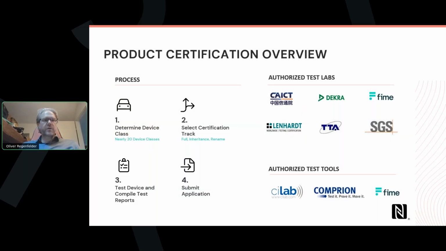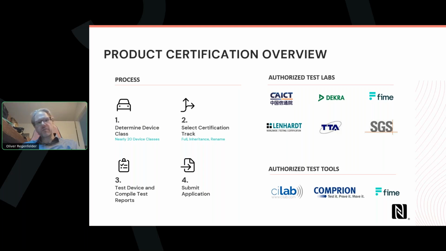So if you want to certify your product, the first step you have to take is that you determine the device class of your product. As you have seen, Jose introduced some of them. You have to pick essentially what the feature set is that your device will offer, whether it's a tag, whether it's a reader, whether it has a particular application, like, for example, wireless charging. And this device class you choose, then essentially it defines which tests have to be executed for the product certification.